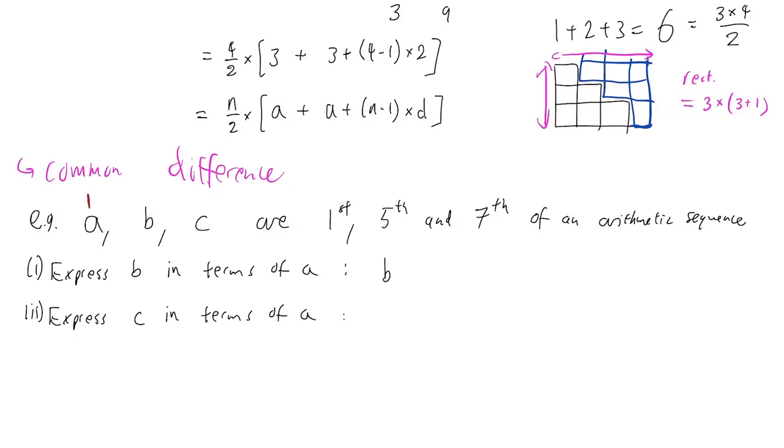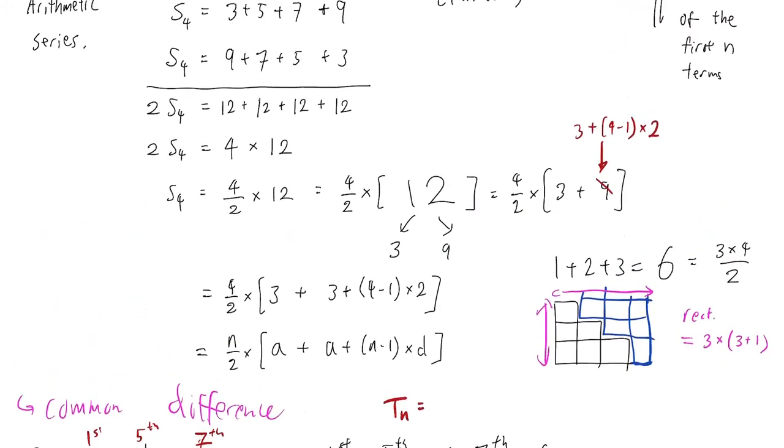First, fifth, and seventh, right? So first, fifth, seventh. What's the formula again? Tn equals to? The n over 2a plus n minus 1d. No, that was Sn. That one was Sn. Sorry, I forgot to write down.